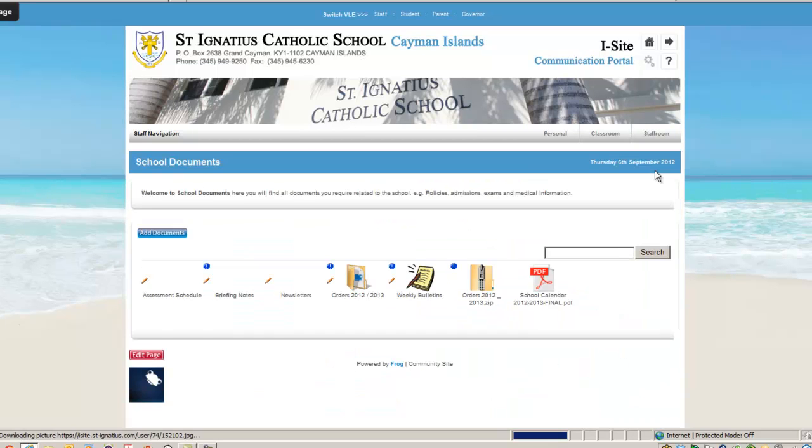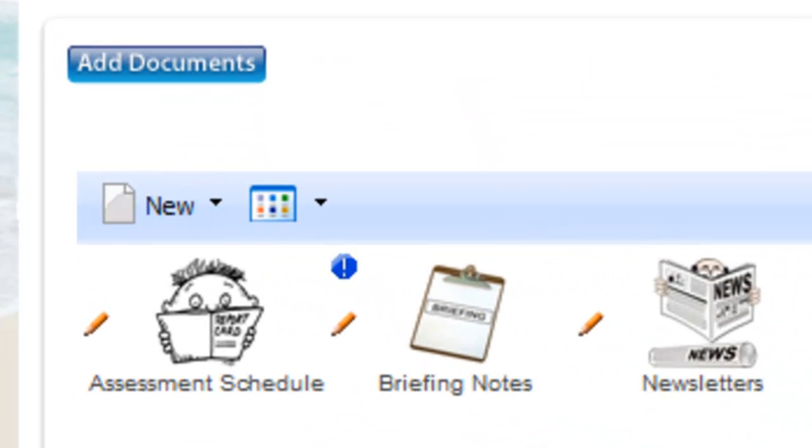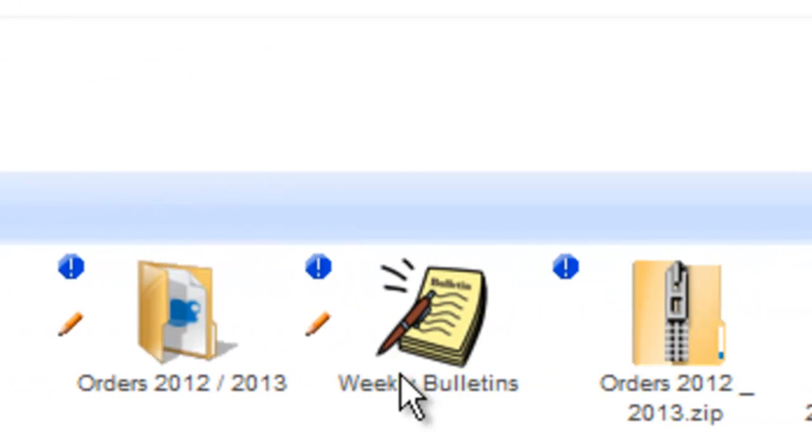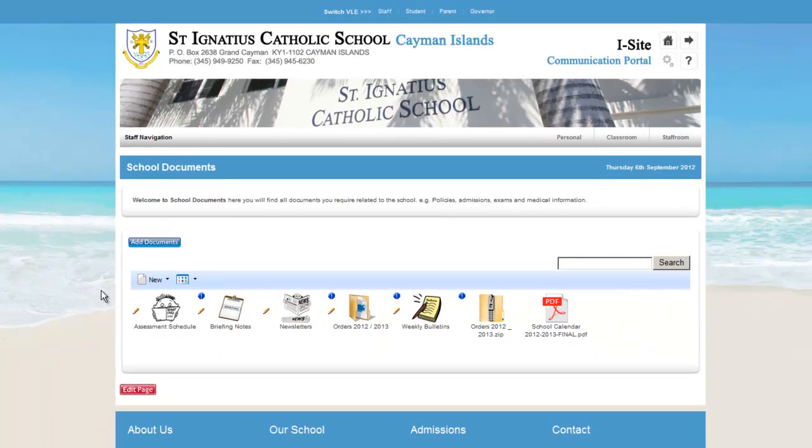We have changed the paradigm, which is that we don't email anything out. We don't email out briefing notes. We don't email out bulletins or calendars or assessment schedules. We make it a professional responsibility of staff that they will go to the platform to see those notices that they need to see.